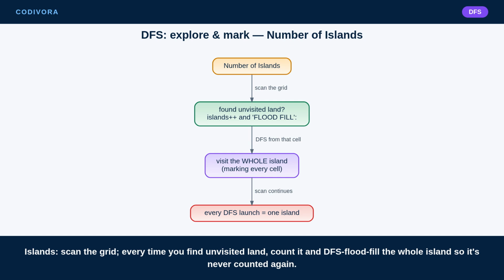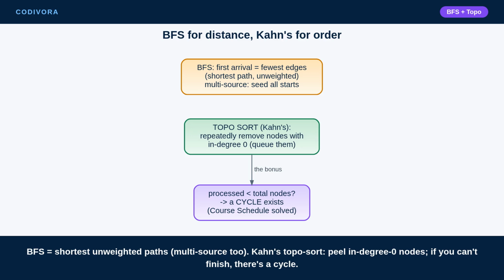The same explore and mark energy solves connected components, clone graph, walk it while copying, and cycle detection in directed graphs using 3 colors. Unvisited, in progress, done. Seeing an in progress node again means a cycle. Tool 2, BFS from the trees video. First arrival means fewest edges, so it owns shortest path in unweighted graphs and multi-source variants like rotting oranges.